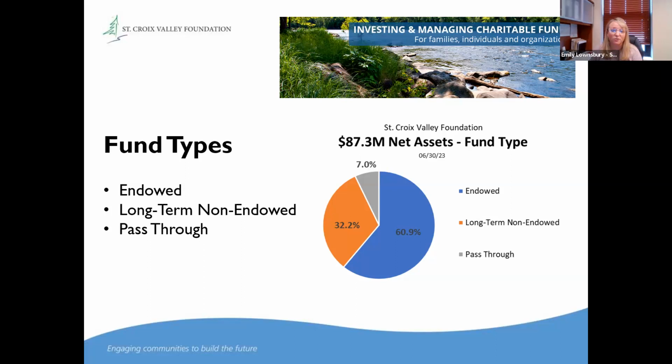Then we have a fund group called long-term non-endowed, which is nearly identical to an endowed fund in the way it's invested and how spendables are calculated.